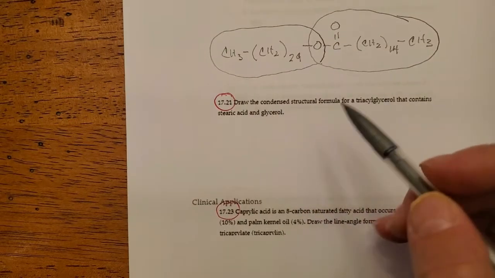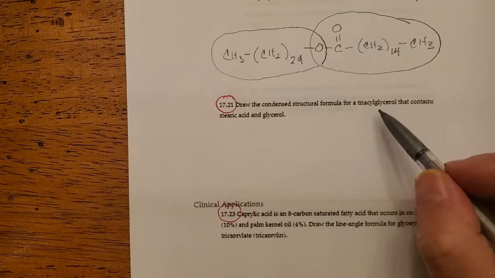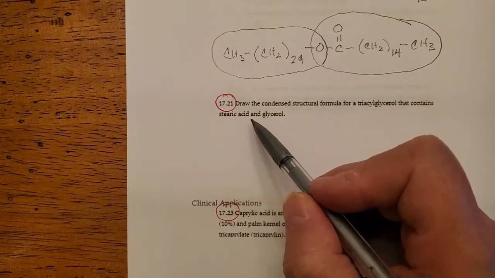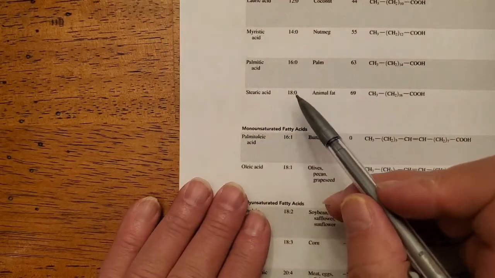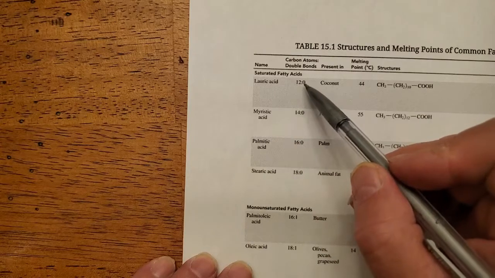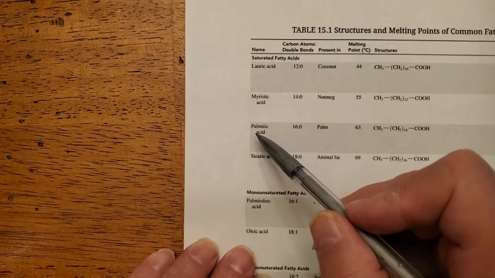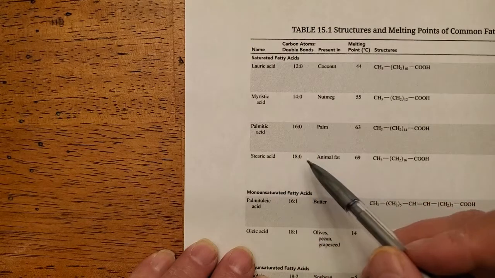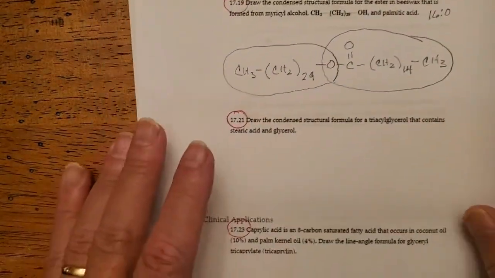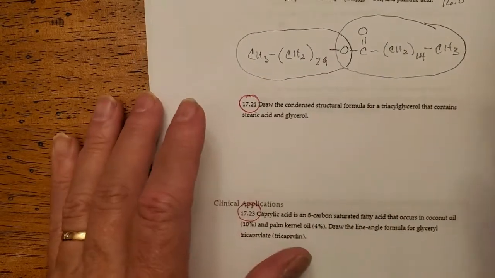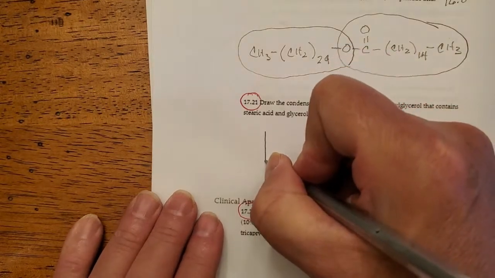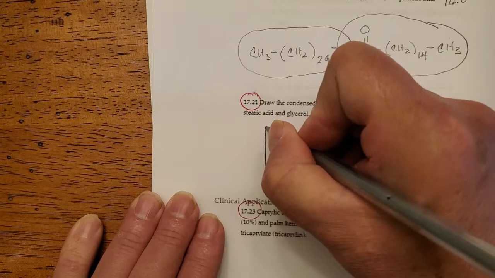Draw the condensed structural formula for a triacylglycerol that contains stearic acid and glycerol. What is stearic acid? Stearic acid is an 18:0. Lauric acid is 12:0, myristic acid is 14:0, palmitic acid 16:0, stearic is 18:0. Okay, so we're going to do stearic acid, and it wants the condensed structure. So this is a triacyl, and it's going to start with glycerol. So we begin by writing the glycerol backbone.